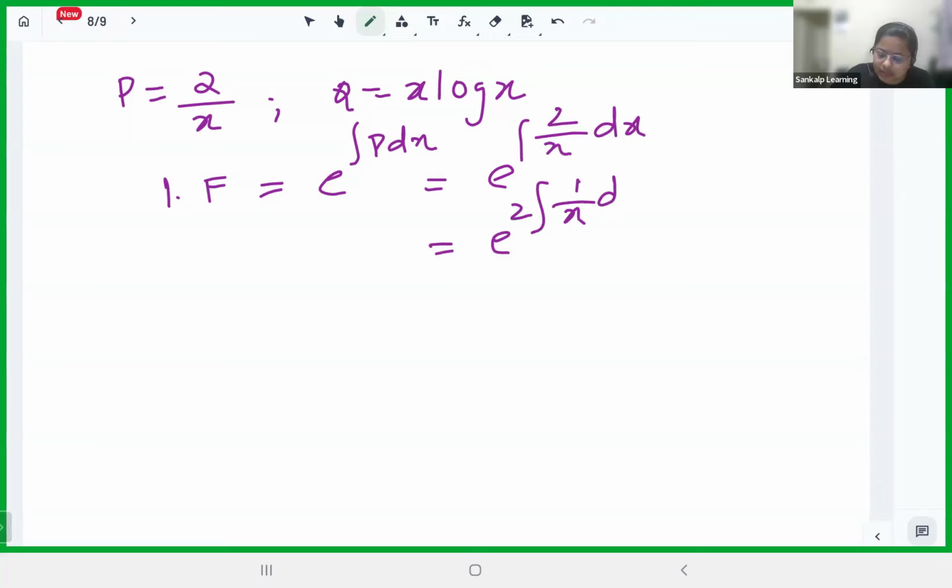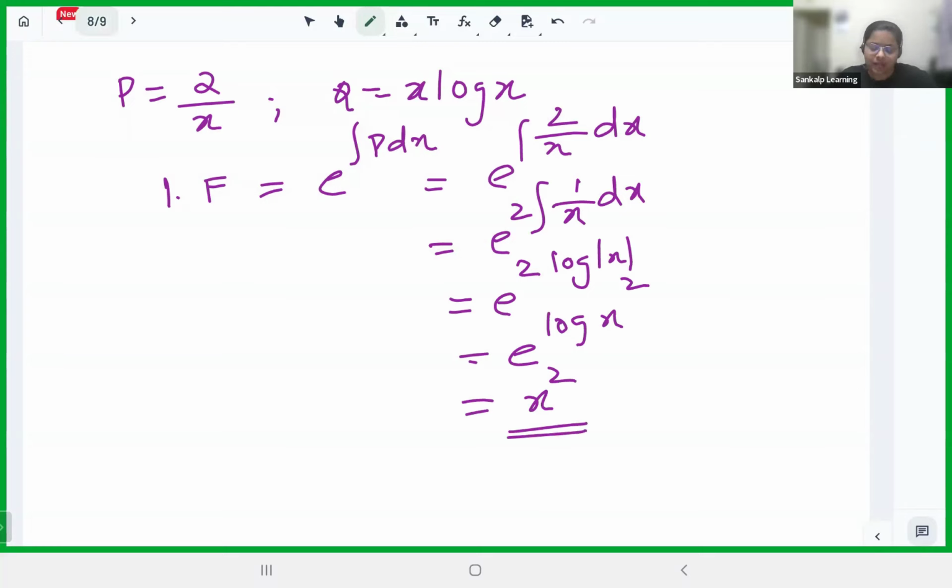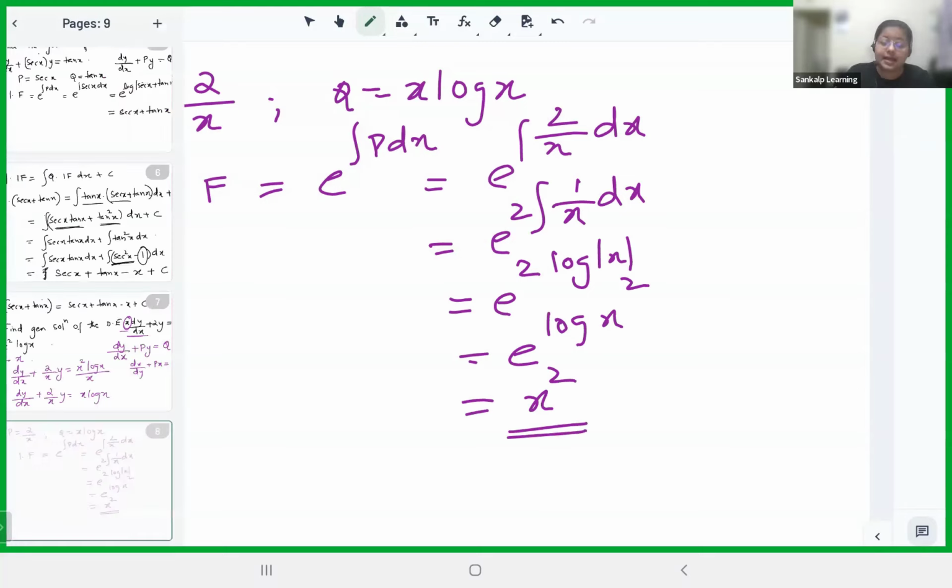So what is e raised to 2 log mod x? Here we can apply the property of log. We can take this square to this side, so log x square. We can write it like this. So this one is equal to x square. So what is our integrating factor? Our integrating factor is nothing but x square.